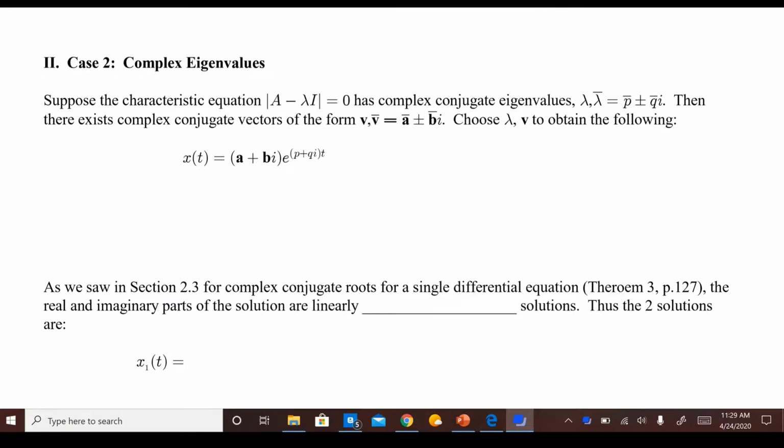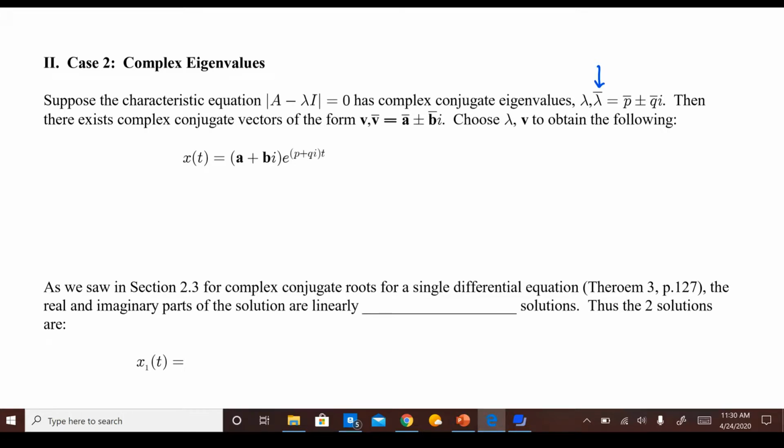We have one more case to talk about, and that is complex eigenvalues. Suppose the characteristic equation, determinant of A minus lambda I equals 0, has complex conjugate eigenvalues, lambda and lambda bar, equal to p plus or minus qi. Now, in this case, the bar on the lambda does not indicate a vector. It indicates a complex conjugate. So that is simply lambda equals p plus qi and lambda bar equals p minus qi.